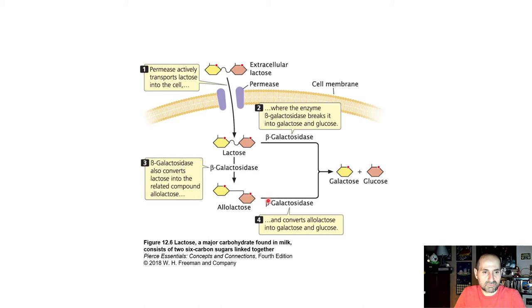And remember, beta-galactosidase also manipulates lactose in such a way that you end up with allolactose, an isomer of lactose. And remember, what does allolactose go on to do? It goes on to act as an inducer, it goes on to induce the lac operon. So I'm going to show you how that happens in a minute.